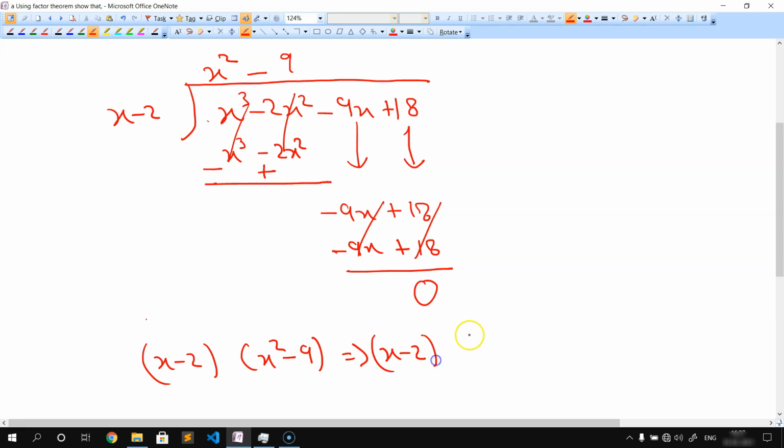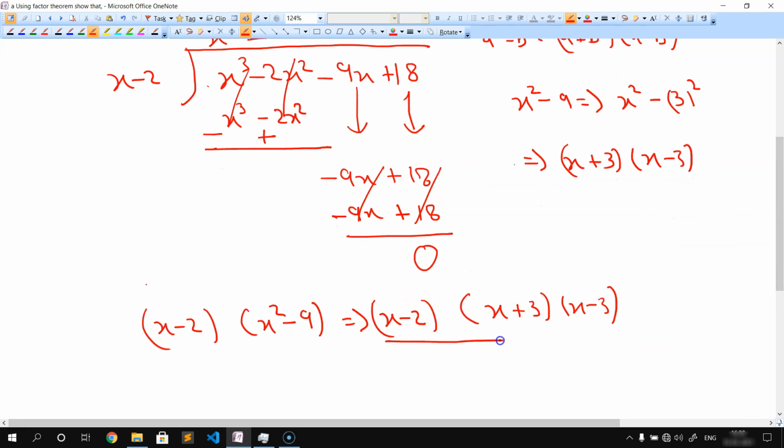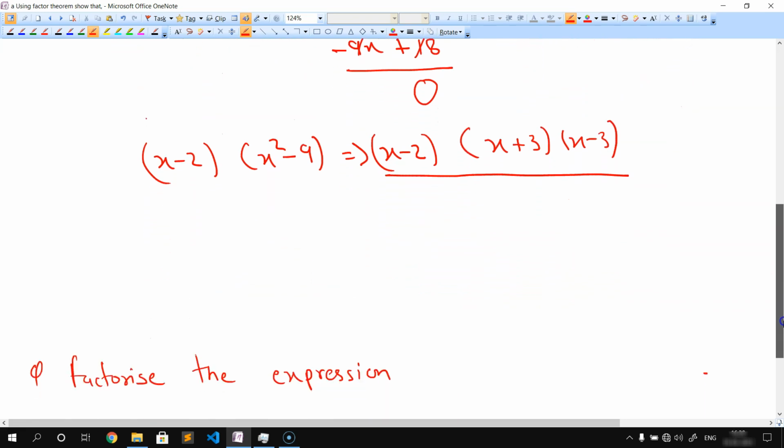So we can write x square minus 9 as x plus 3 into x minus 3. How do I write this? Let's take a look. We can write it as a square minus b square. What's the formula of a square minus b square? It's a plus b into a minus b. So this can be written as x plus 3 into x minus 3. So that's our solution. Let's see the next question.